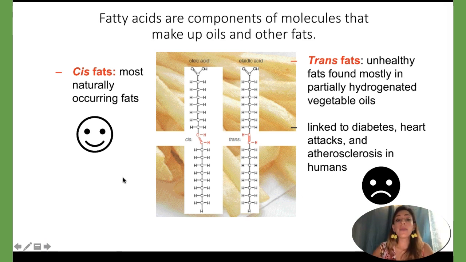Same thing when it comes to cis fats and trans fats.